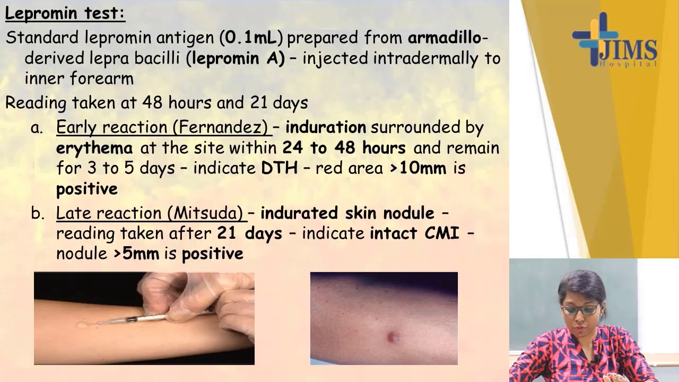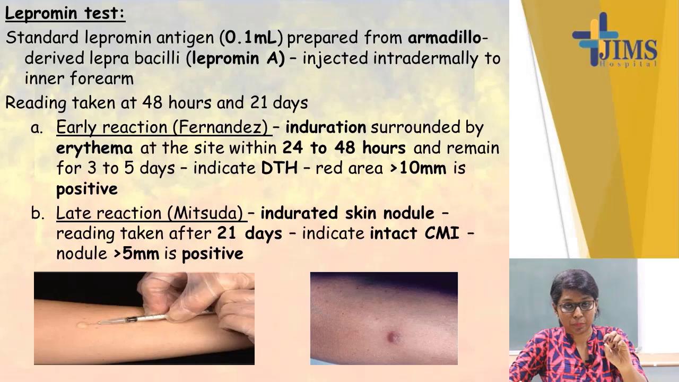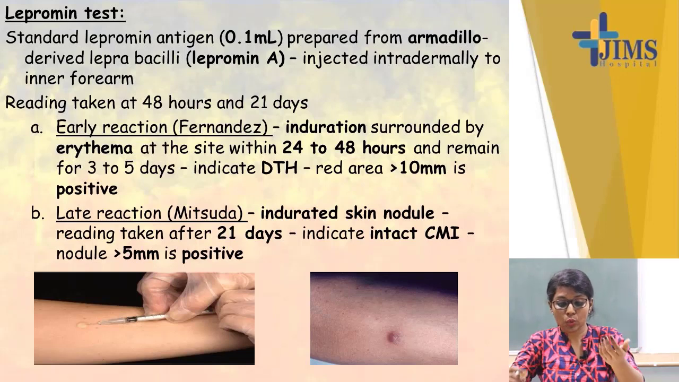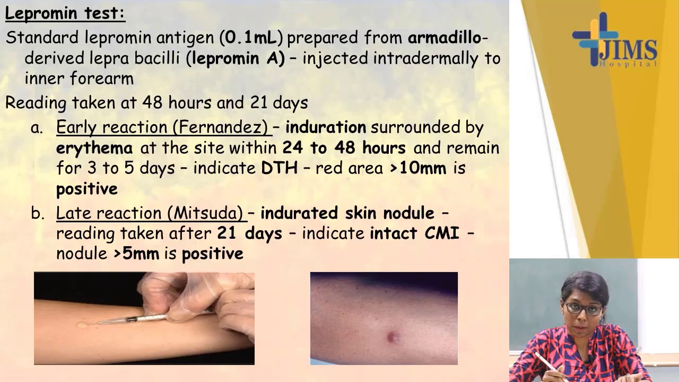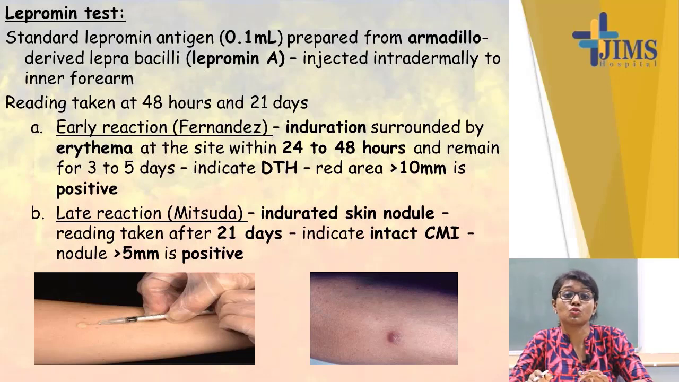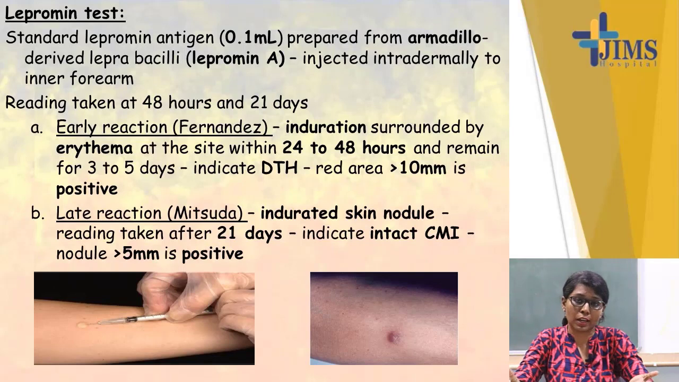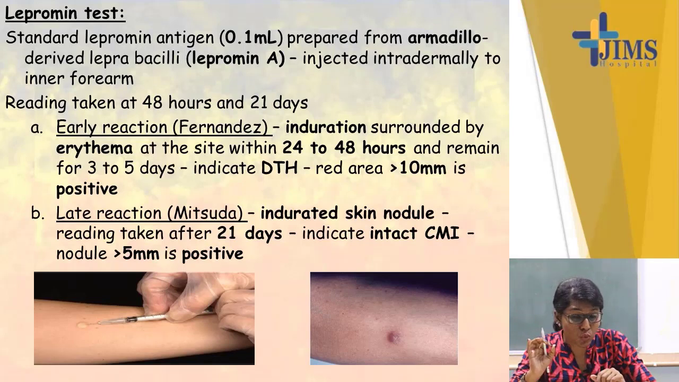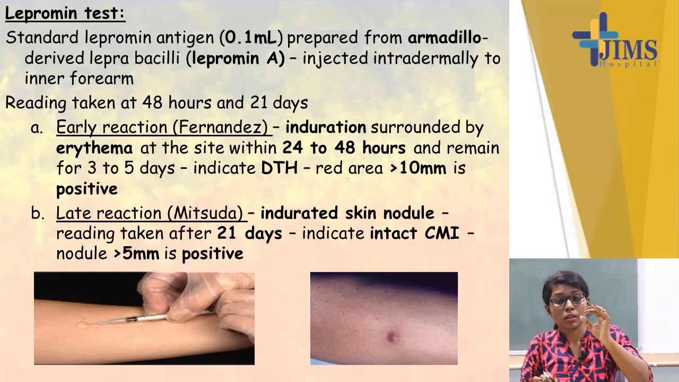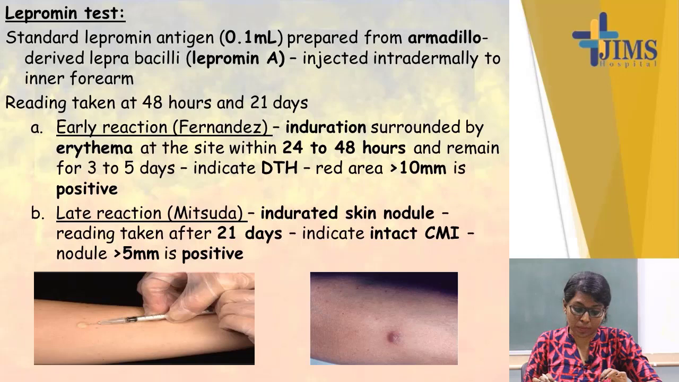Lepromin test, how is it performed? You take lepromin antigen, roughly around 0.1 ml, and inject it intradermally. How did you prepare that lepromin antigen? You prepare it by culturing on, for example, armadillo or foot pad of mice. You extract that antigen, inject 0.1 ml intradermally, and observe the reaction.